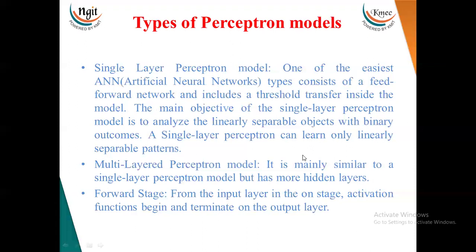Now, what are the types of perceptron models? We have already discussed this. This is the single layer perceptron, where you have only one layer. The second one is multi-layer. You will have multiple layers: one input layer, more hidden layers, and one output layer. In the forward stage only, you can move forward. You have the input layer, and you can only terminate on the output layer, not go back to the input layer. We cannot feed backward. It only moves in the forward stage.